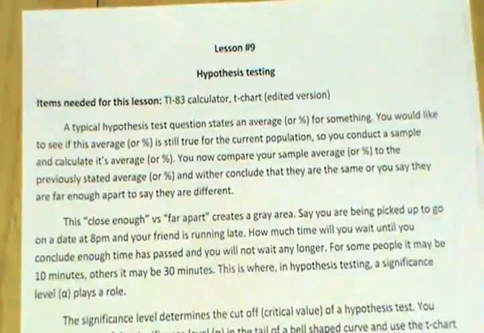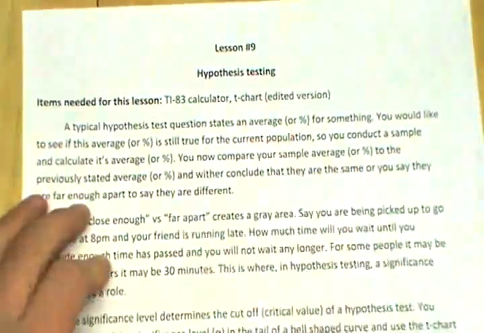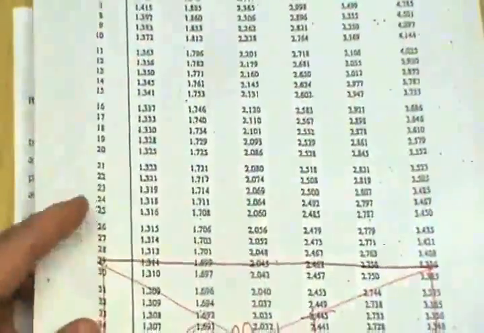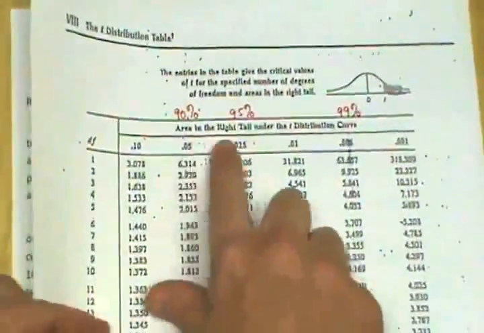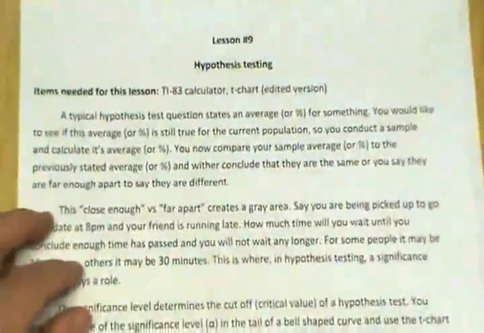Lesson number 9 talks about hypothesis testing. The items needed for this lesson are your TI-83 calculator and the T-chart. I name it the edited version, and that looks just like we did in the last chapter, right? There's the omit section on the bottom, and then there's your 90, 95, and 99% confidence intervals for the T-chart. So we're going to need that for this lesson.